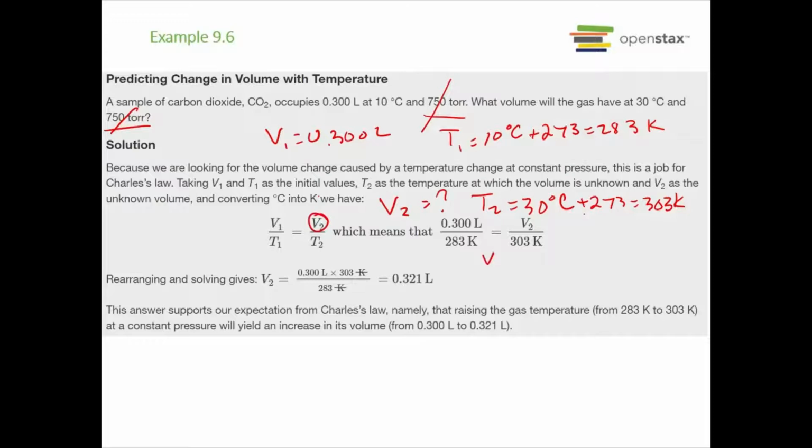So multiply both sides times T2. V1 T2 over T1 equals V2. Plug and chug, and we get 0.321 liters for our volume. Again, we raised the temperature, so that means our volume needs to go up.